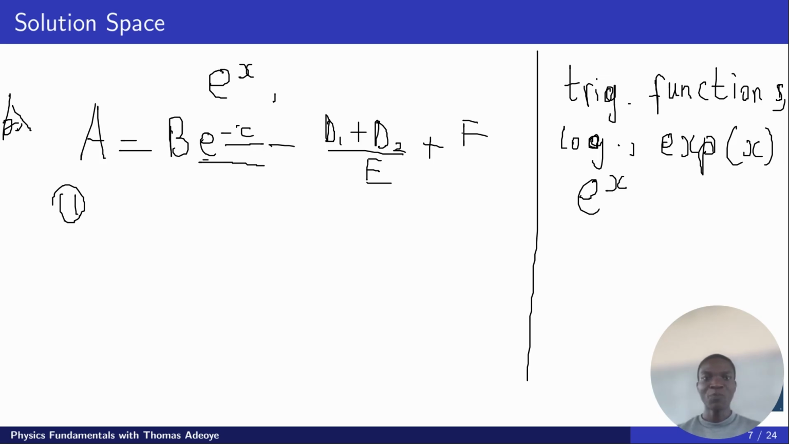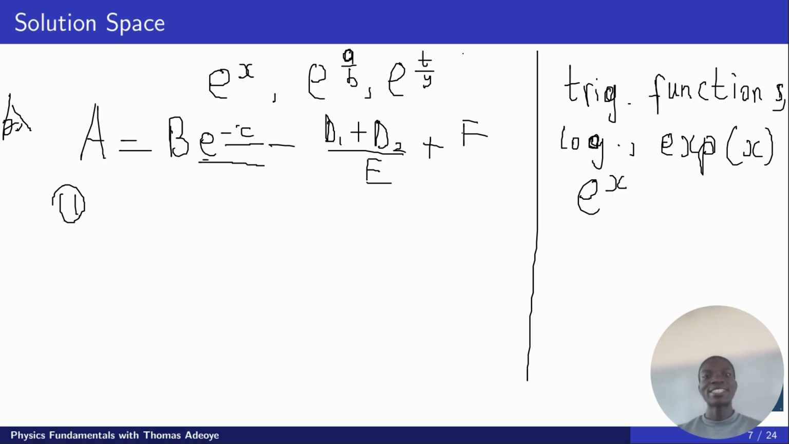Let me give you another example. What if it's not exponential x? What if it is exponential a over b? It means that a over b combined must be dimensionless. So if you have exponential t over y, then t over y combined must be dimensionless. Is that taken? Okay, let me try to say something. If t is time, t has a dimension of what? You got it right, capital T.